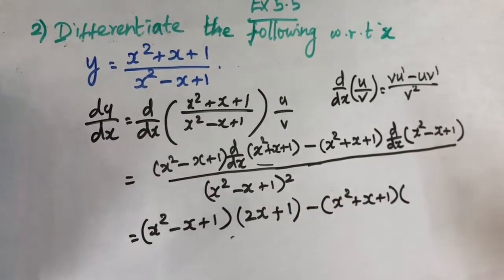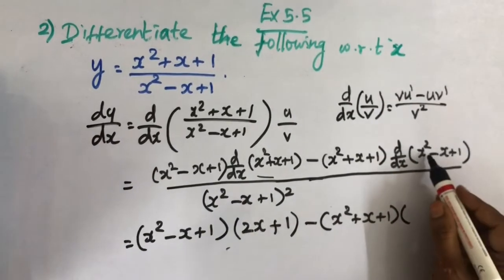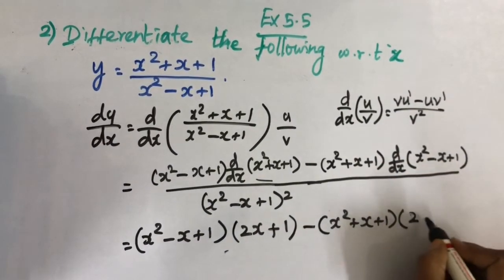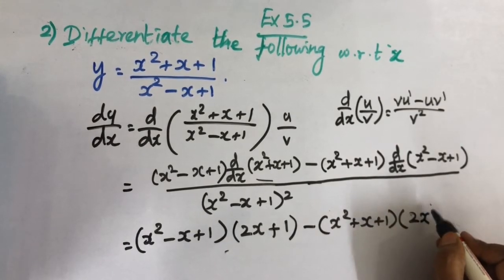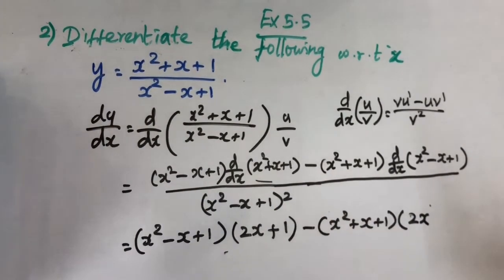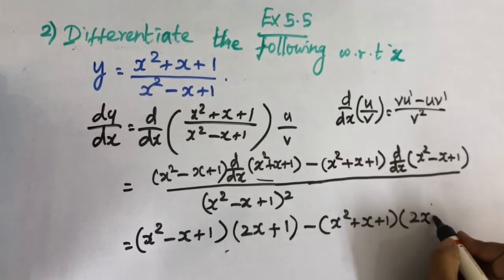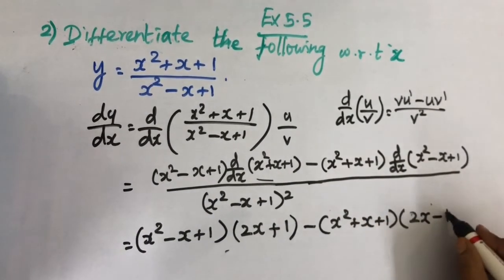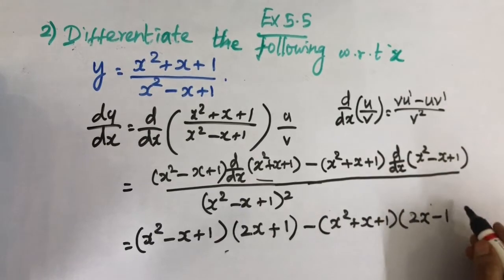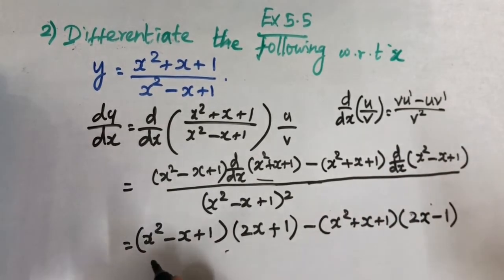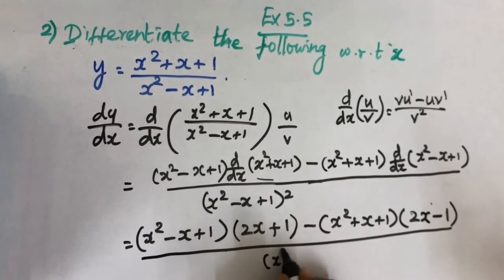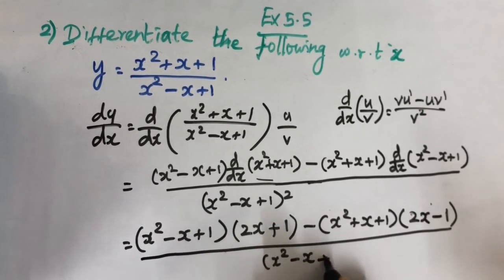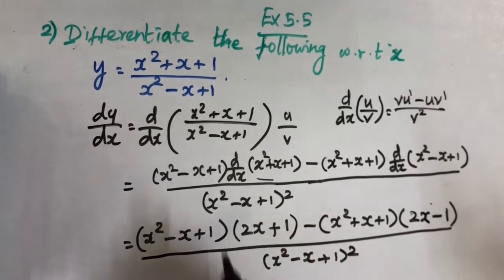Now we have to differentiate this. Similarly, differentiation of x square is 2x, 2x power 2 minus 1. 2 minus 1 is 1. So we can write it as 2x minus x. Differentiation of x is 1. Differentiation of 1 is 0. So it is 2x minus 1. In the denominator we have x square minus x plus 1 the whole square.